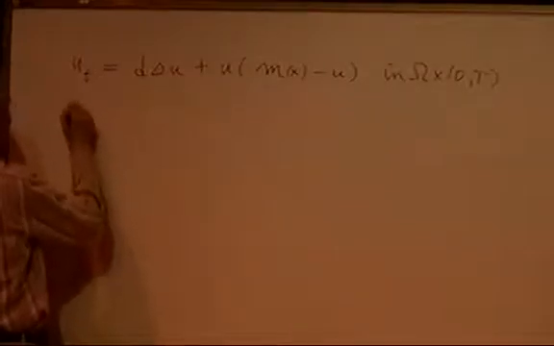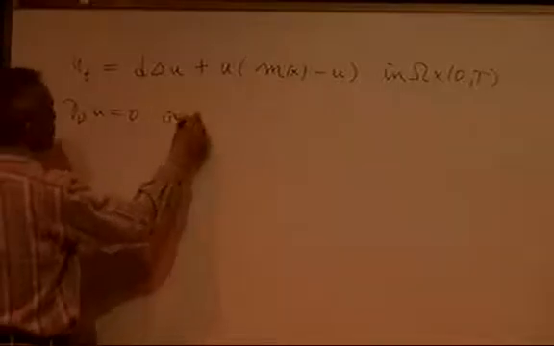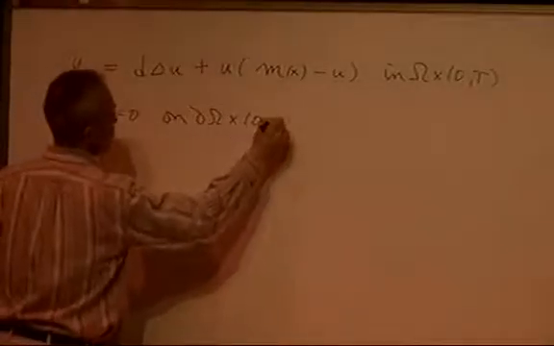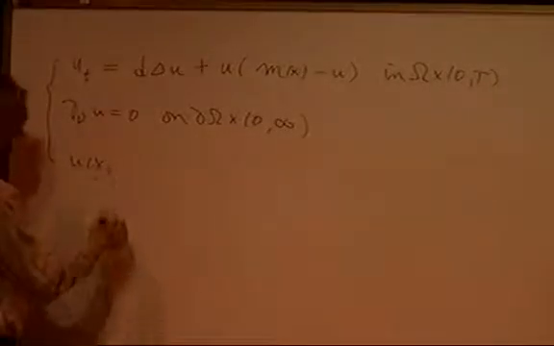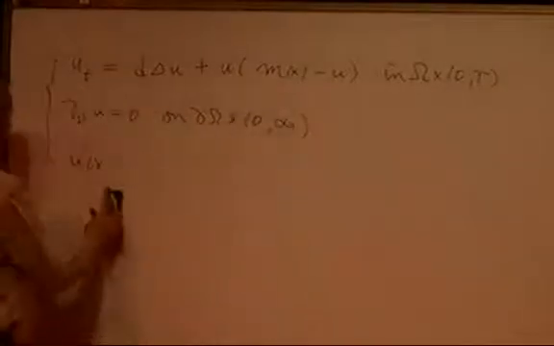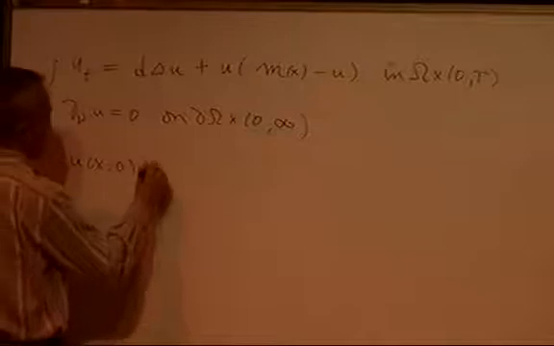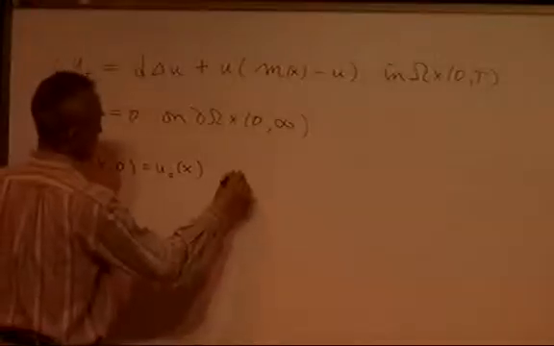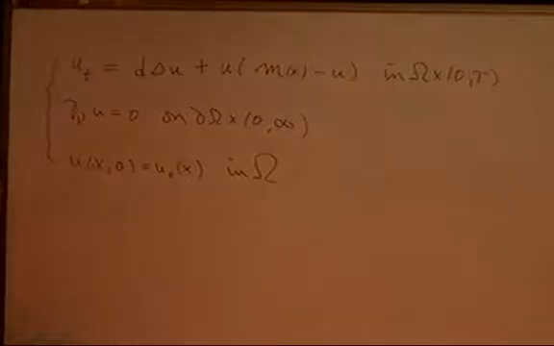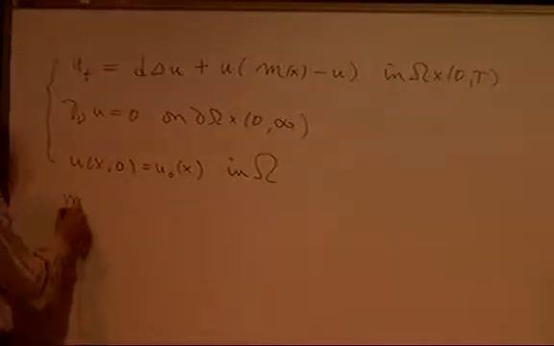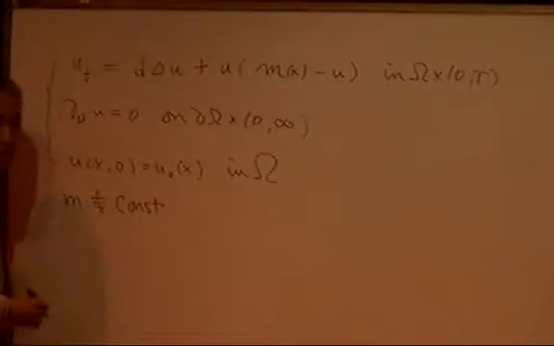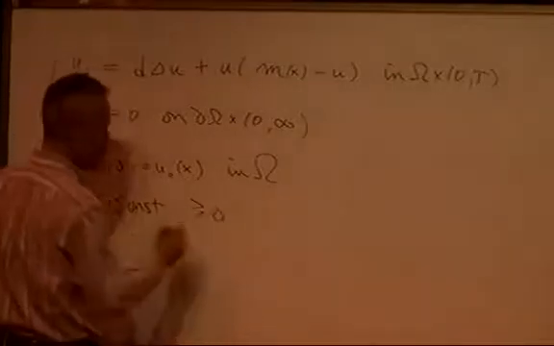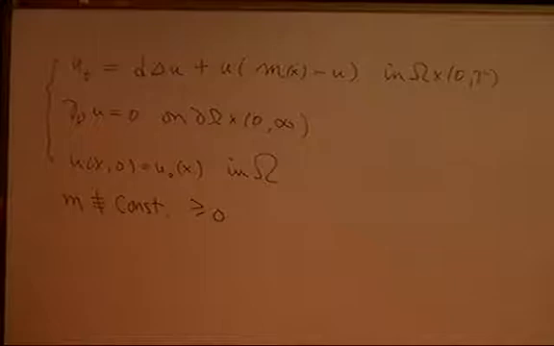This is u equals 0 on the boundary. I just write it here. And then I have initial value u(x,0) equals u0(x). Here, m(x), I will assume not constant. And I will assume it's non-negative. Again, it's a carrying capacity. At each point, it's a carrying capacity.